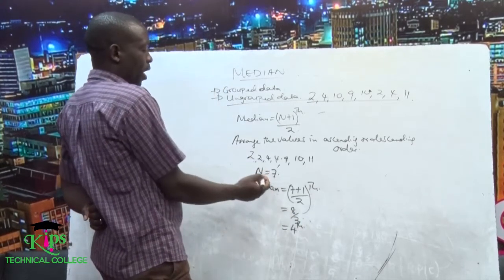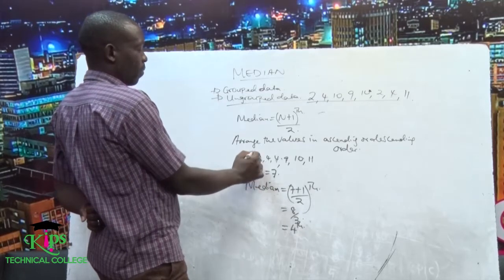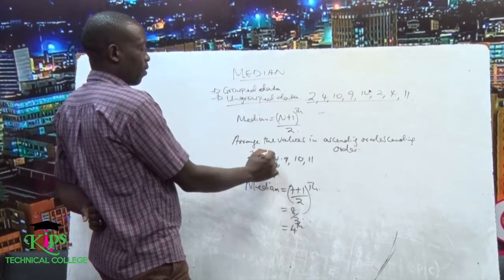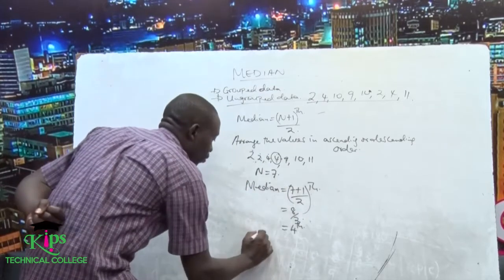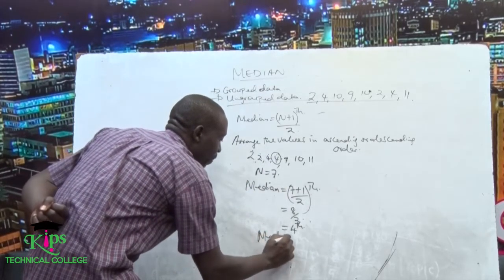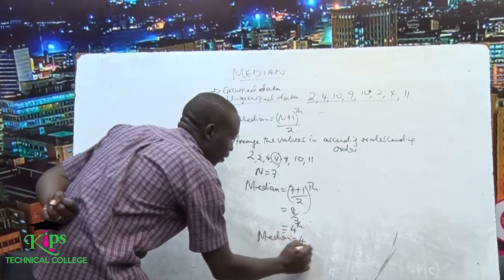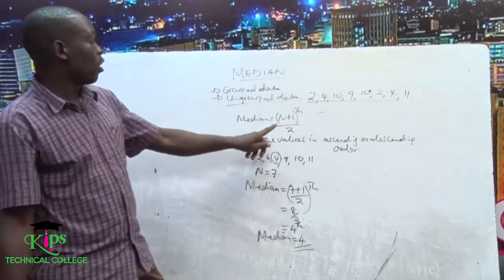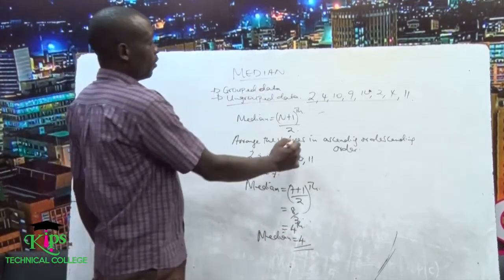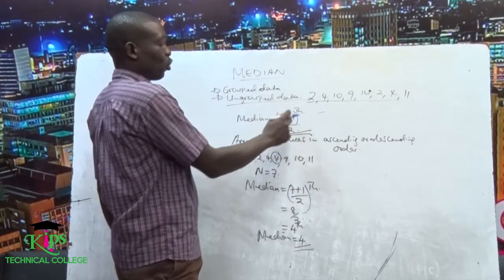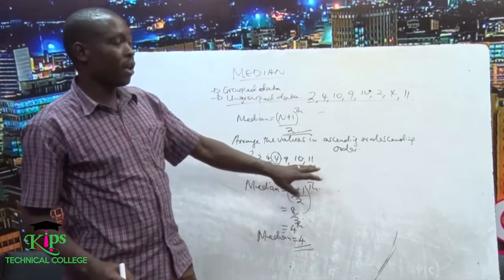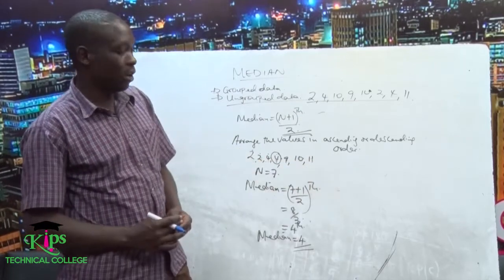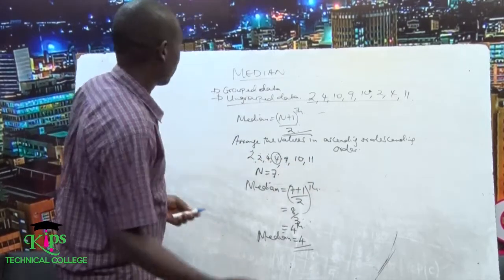So where is the fourth value? This is the first value, second value, third value, and then the fourth value. So the median is 4 in this distribution. What you need to remember is that this gives you the position, but only after you have arranged the values in either ascending or descending order.